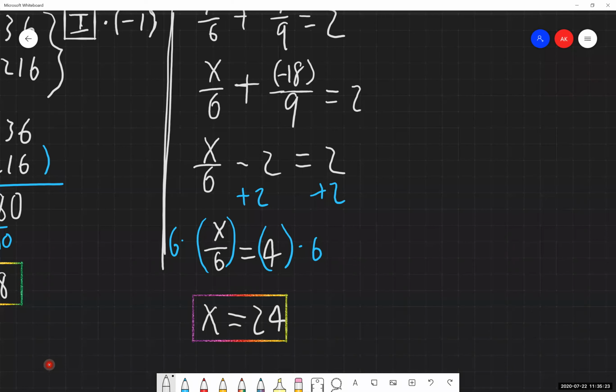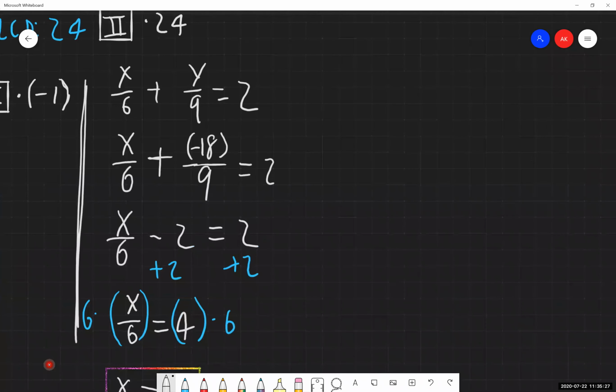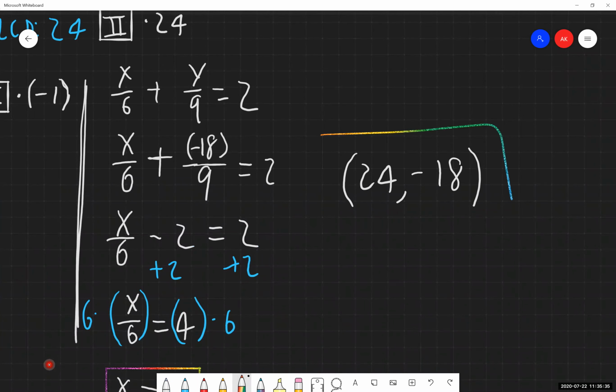Bring it all together as one single ordered pair for the final answer. We should have 24, -18 for our final answer to this problem. So this is going through and solving these types of problems using the elimination method.